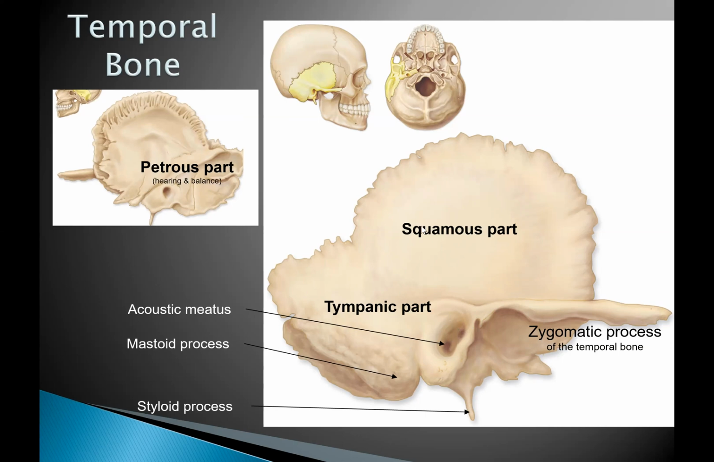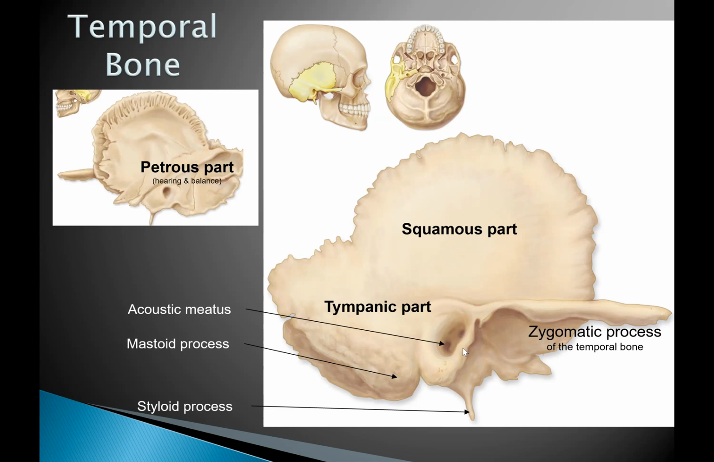And remember, this is a cranial bone, so it touches the brain. This is where sound goes through and gets to your auditory cortex in the brain. The tympanic part has the acoustic meatus right there. That's the acoustic meatus. And then behind it, posterior to that, is a bump right here. This bump is known as the mastoid process.